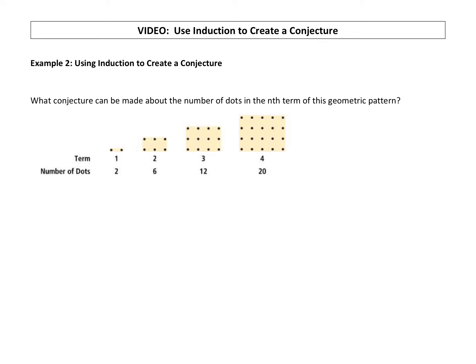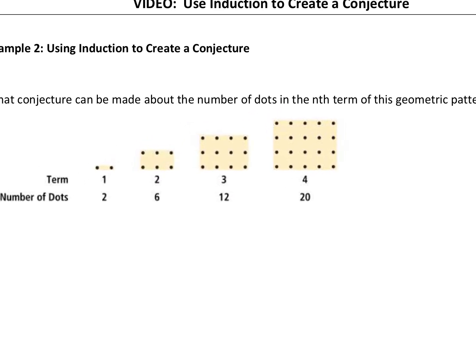So could we figure out how many dots are in the fifth term or the 10th term or the 100th term of this geometric pattern? So we want to look to see what we notice about these dots and what patterns might emerge. And then we can use inductive reasoning based on the pattern we see to make a conjecture about the nth term. Okay, so a couple things you might notice is we have, in our first term, 2 dots.